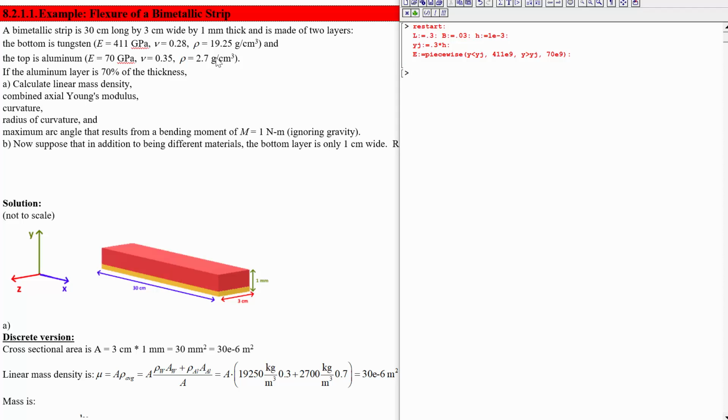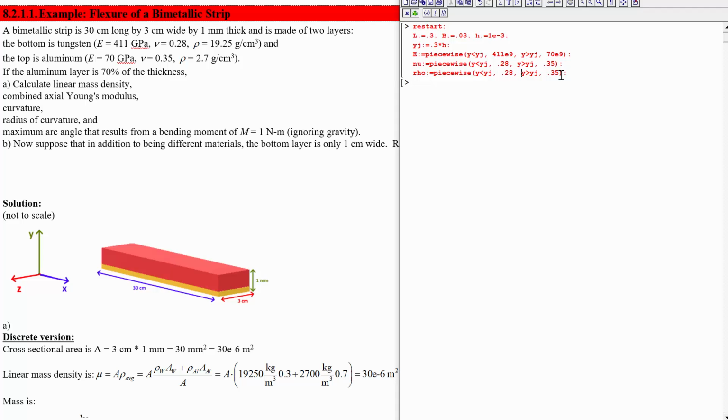Now, what about the density? Well, let's do Poisson's ratio next. Nu is equal to the same setup, but Poisson's ratio of tungsten, 0.28, and then Poisson's ratio of aluminum on the top, 0.35. And then we're going to have the density. Rho is now just the density, so we better not use that for radius of curvature later. Better just use C for the curvature.